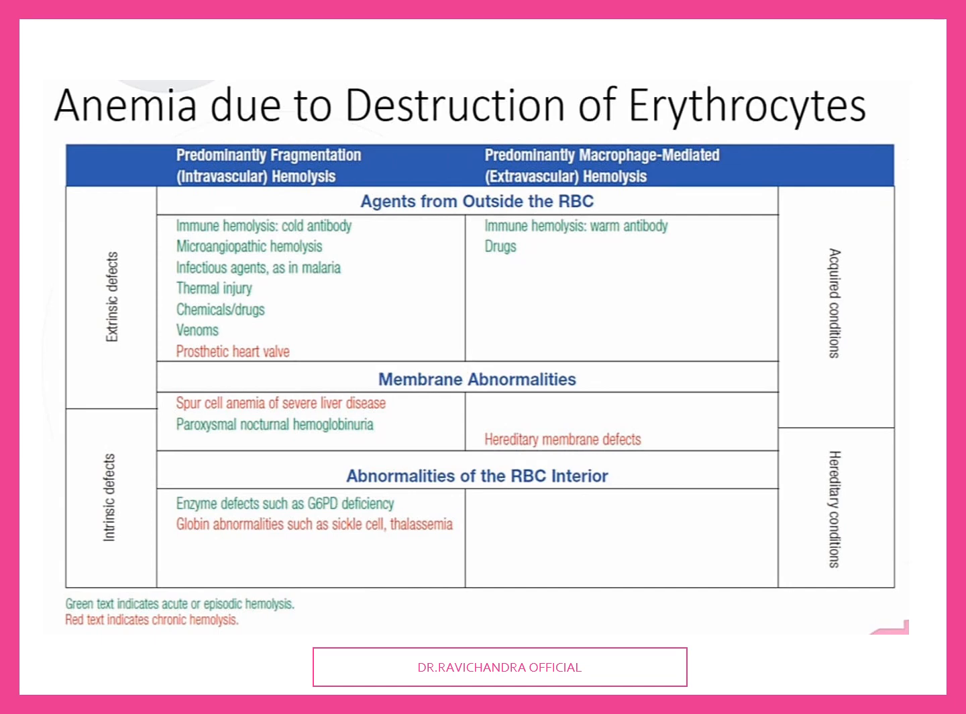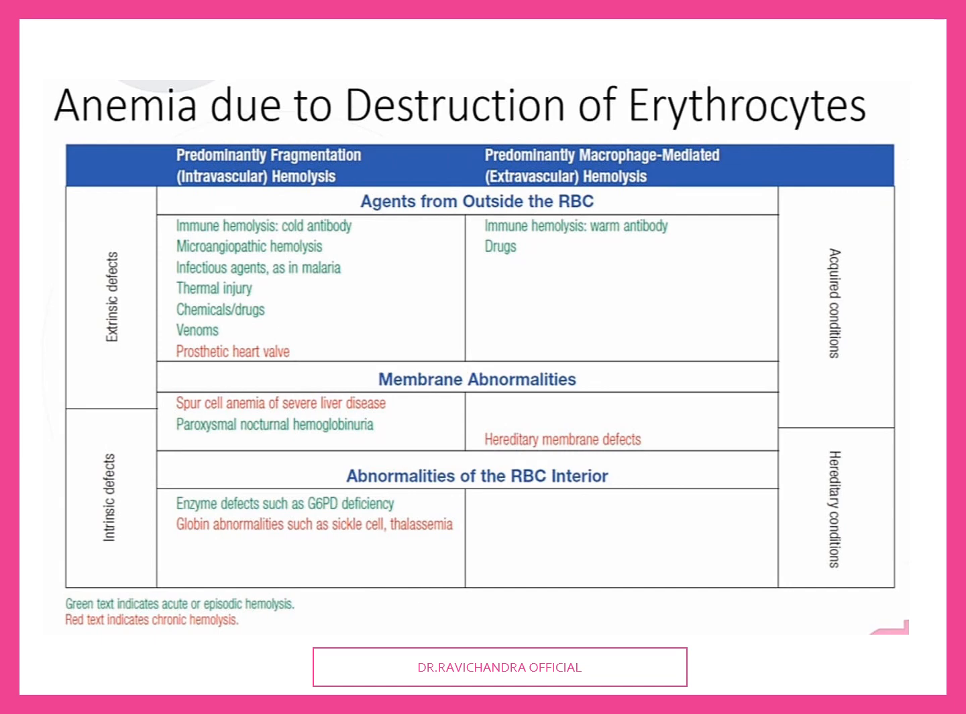Agents from outside the RBC, external factors or extrinsic defects, include immune hemolysis with cold antibody, microangiopathic hemolysis or microangiopathic hemolytic anemias (MAHA), infectious agents like the malaria parasite, thermal injury, chemicals and drugs, sometimes venoms, and prosthetic heart valves. These will cause intravascular hemolysis. The extrinsic defects which cause extravascular hemolysis are immune hemolysis because of warm antibodies and a few drugs.